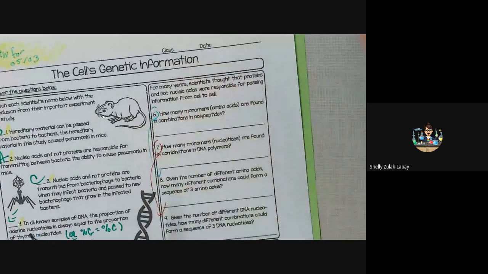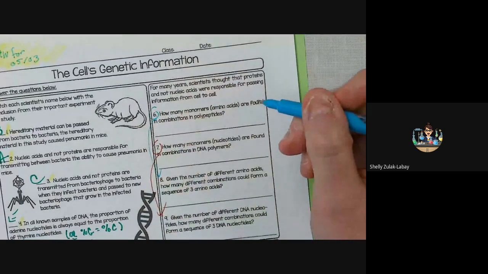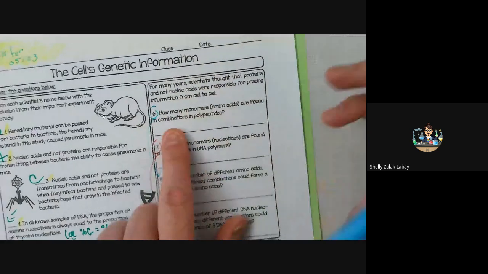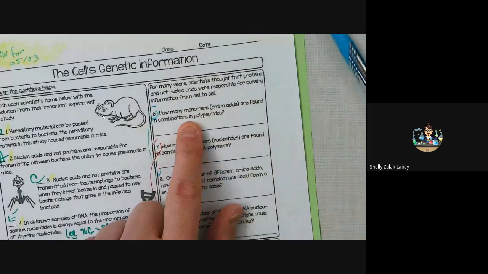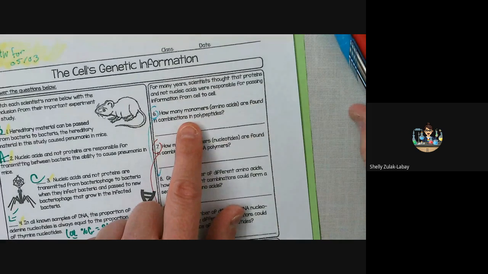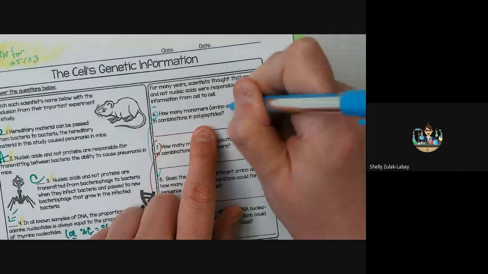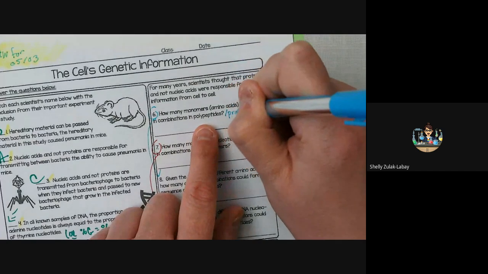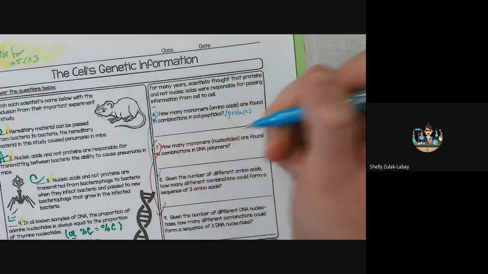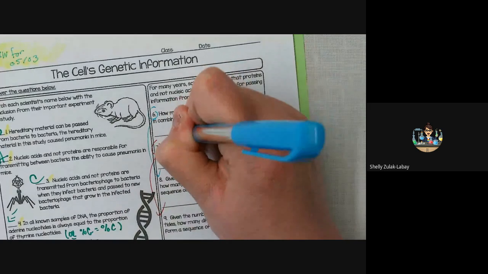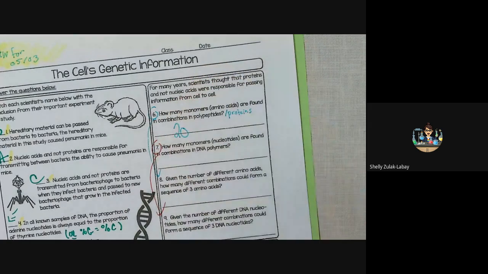So for question number 6, how many different monomers, or different types of amino acids, could be found in polypeptides or small sections that would build proteins? So the answer would be there's 20 different types of amino acids that can be found inside of proteins in eukaryotic cells.